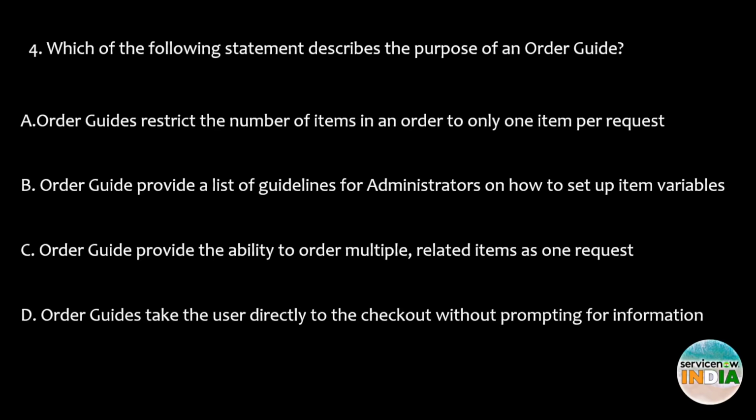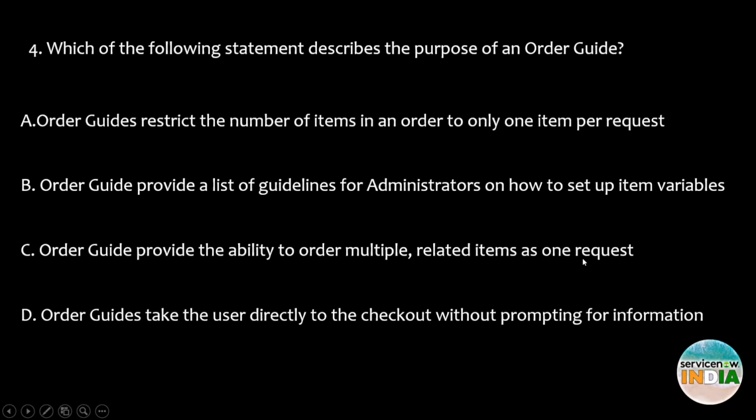And which of the following statements describes the purpose of an order guide? As we know, we have three types of catalog items in ServiceNow. Catalog item refers to when a user requests a single item under a single request. If you go for an order guide, it allows the user to request multiple items under a single request. And record producer is used to produce task based records or table based records. If you go through all these options, the related option will be C, order guide provides the ability to order multiple related items as one request.